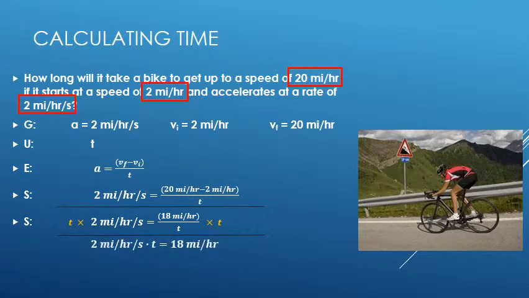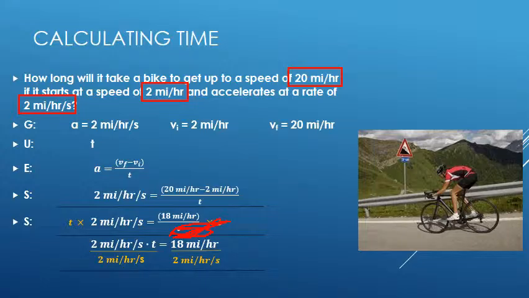Let's simplify this one more time. On the left side, we have 2 miles per hour per second times t equals 18 miles per hour. And that's because since we divided by t and then multiplied by t, those canceled out. Now I need to get rid of the 2 miles per hour per second so that t is all by itself. Since I'm multiplying by 2, I'm going to divide by 2, which means I need to do that on both sides.